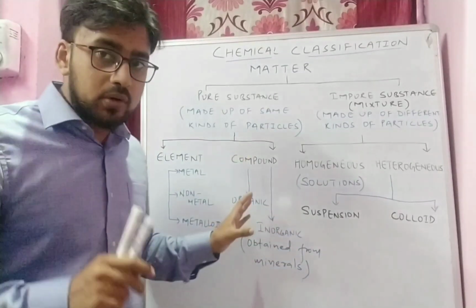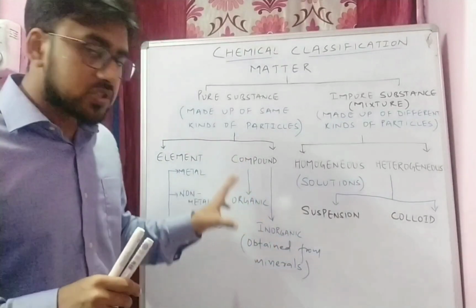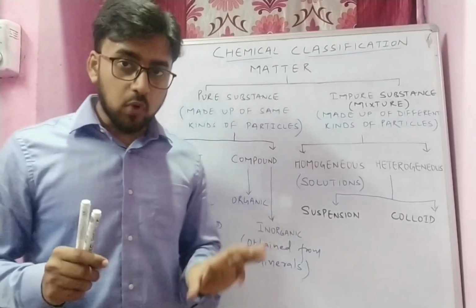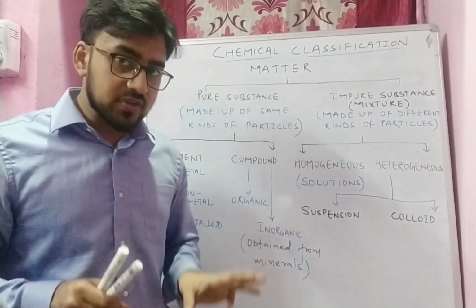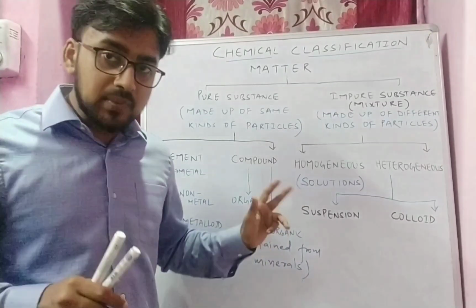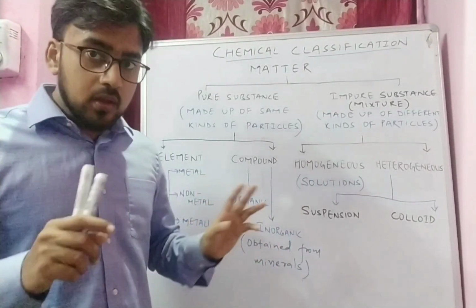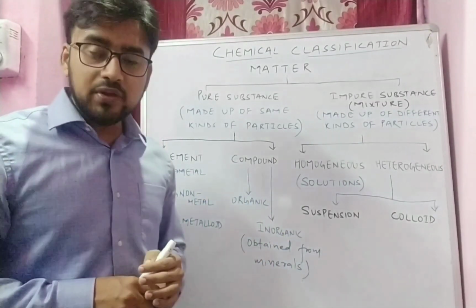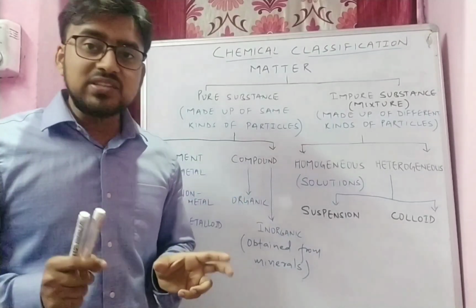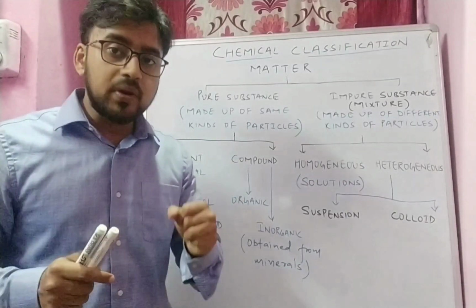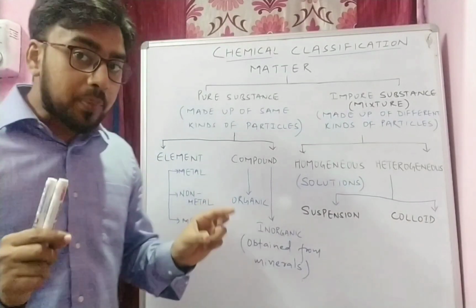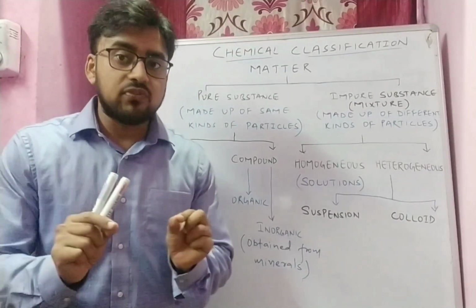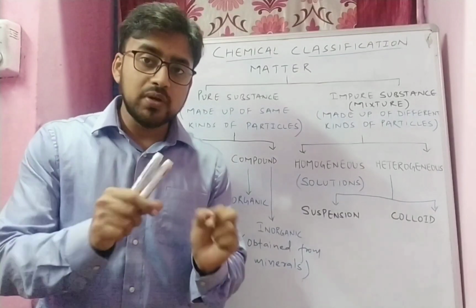So what is a compound? Let's sum up. A compound is a pure substance which is made up of the same kind of molecules, and it cannot be broken down into simpler substances by the physical method. By the chemical method, it can be. One more very important thing about a compound is that its properties are totally different from the properties of its constituent elements. What I mean is, the property of the compound is totally different from the property of its constituent elements.